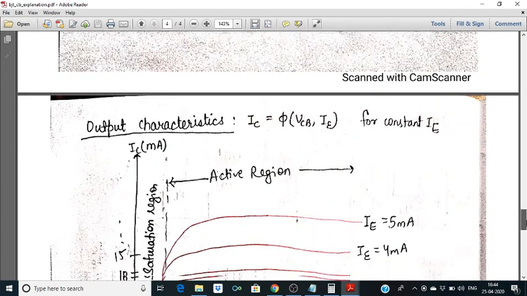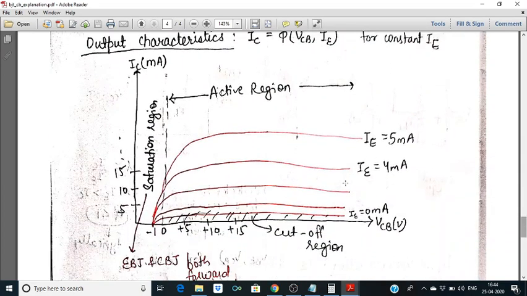Now coming to the output characteristics. The output characteristic will be plotted between output current IC and output voltage VCB. We will take this graph at different IE values. So we can see that as we change the input current, the output current is changing. Therefore we consider BJT as a current controlled device.